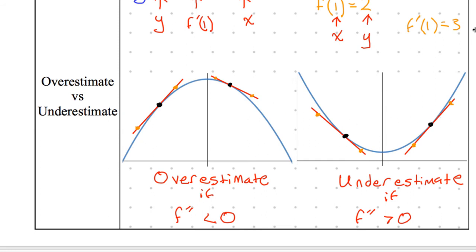So that's key. I guess I should have done a red star there because that comes up over and over again. They love asking those questions, and now you know. All you have to do is check the concavity. You don't have to check the slope of the line. You don't need to check the height of the points. You only need to check the concavity of the original function that you're trying to estimate for.